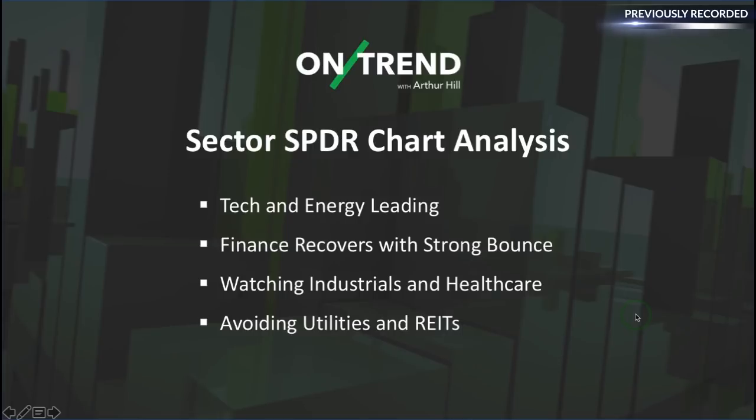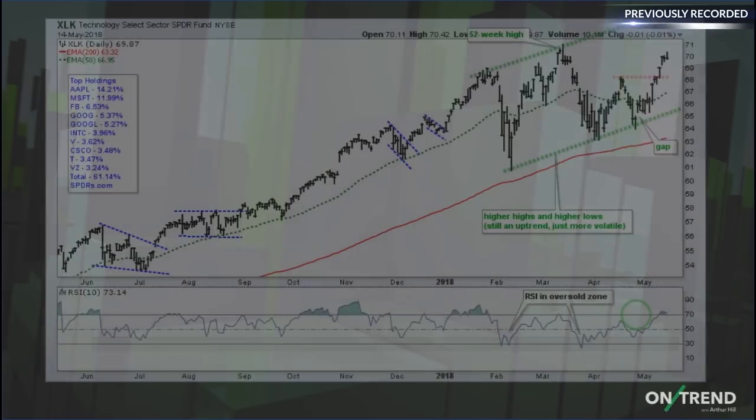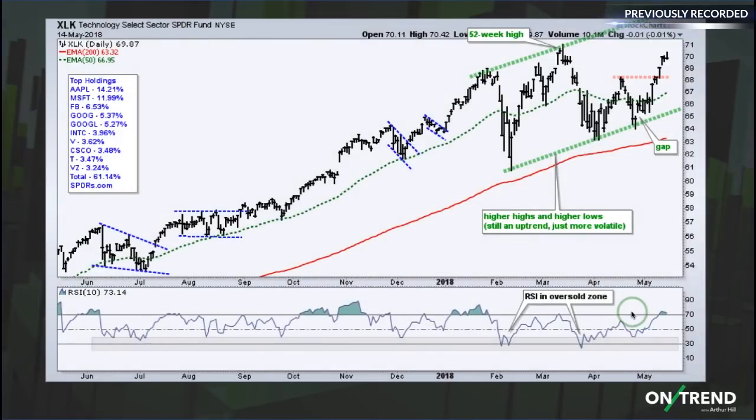All right, now we're going to turn to the sector SPDR charts, and we can see tech and energy leading as well on the charts. Finance is recovering. I'm watching industrials and healthcare quite closely, avoiding utilities and REITs. So our first chart here is XLK, and we had a tight uptrend here. We got some volatility, but now we just have a more volatile uptrend.